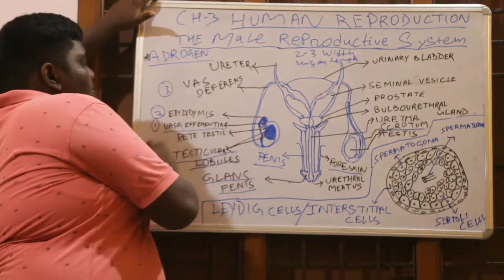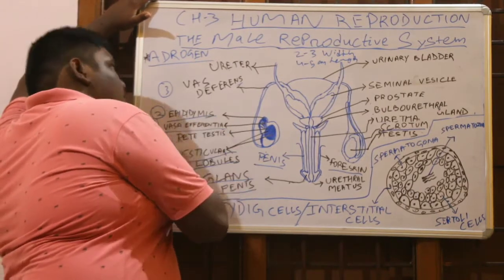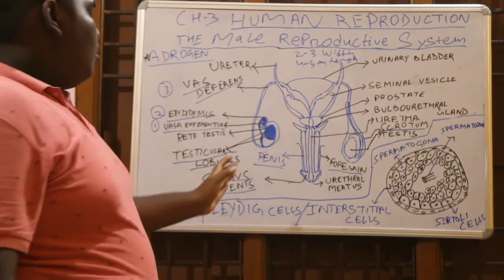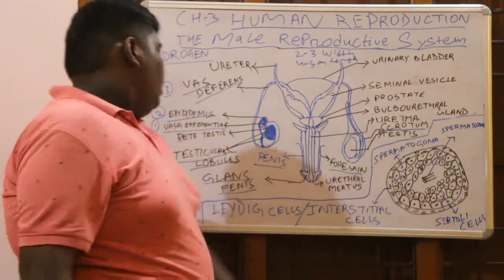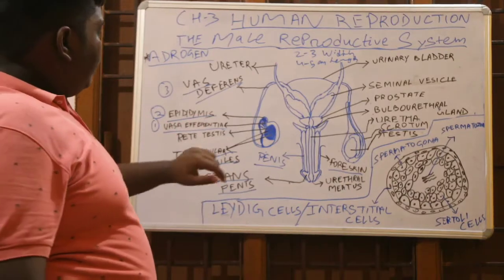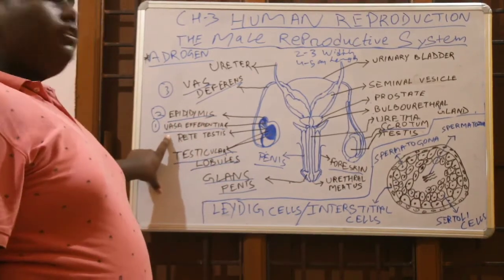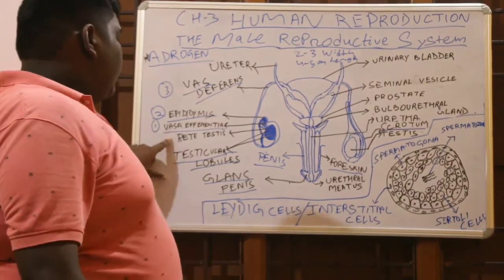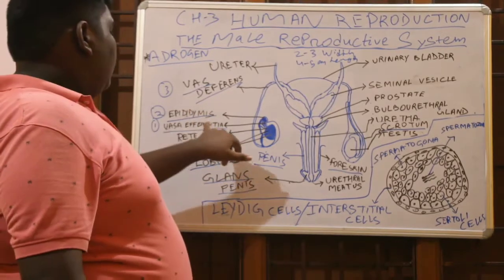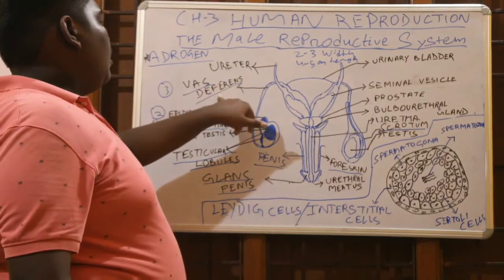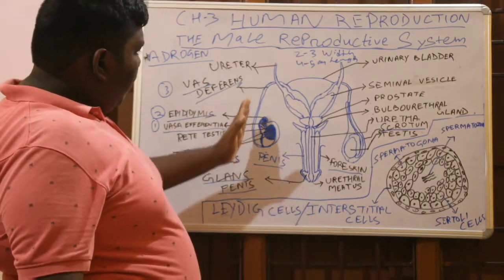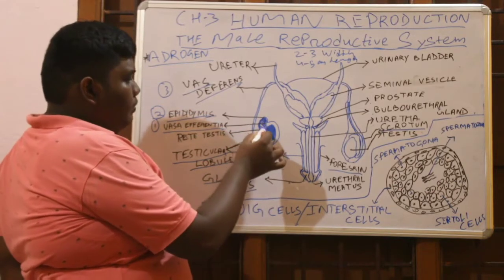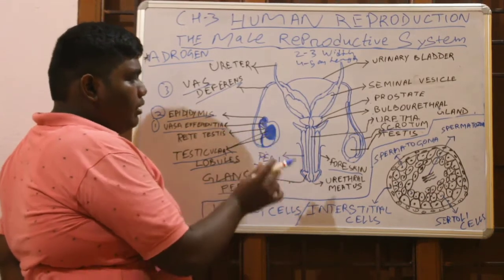There is vasa efferentia, there is epididymis, and vas deferens. Now, the sperm, when it comes out from this region, from the testicular lobules, first reaches the vasa efferentia, and after that it reaches the epididymis. Then after that it reaches the vas deferens. These are all lined up. You can see this is the epididymis, this is the vasa efferentia.